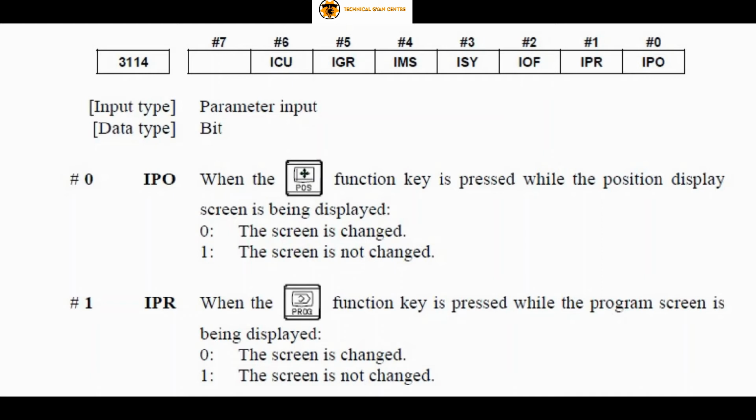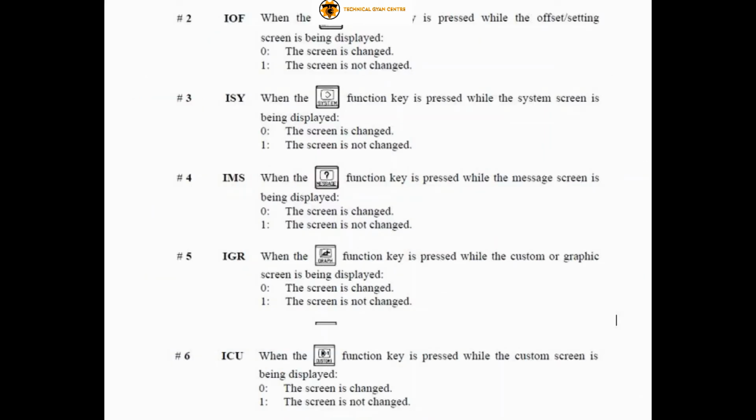Next is #1, that is IPR. When the program function key is pressed, the program screen is displayed. If you make it 1, the screen is not changed. Next is #2, IOF. When the set offset key is pressed, the offset setting screen is displayed. When you make it 1, the screen is not changed. #3 is for ISY. When the system function key is pressed, the system screen is displayed. 0, the screen is changed; 1, the screen is not changed.